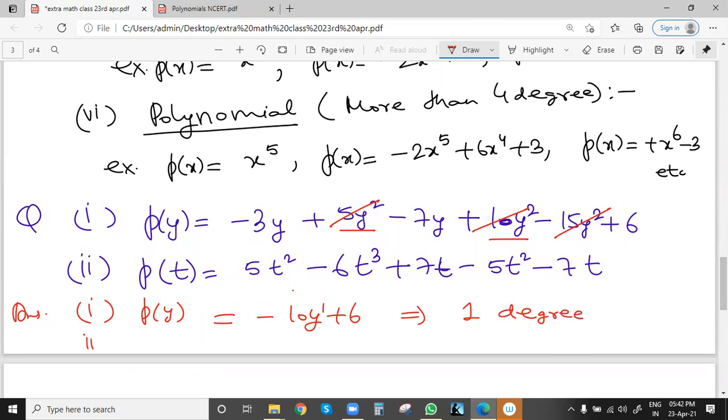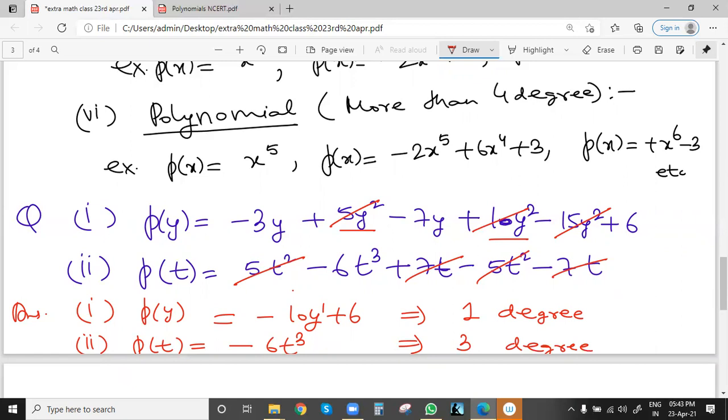For the second one, p(t), we can simplify again. 5t square minus 5t square cancel, correct? 7t minus 7t cancel. Simply minus 6t cube will be there. So we can say 3 degree, because the other terms cancel out. We just have to simplify and make a note of the maximum power of t.